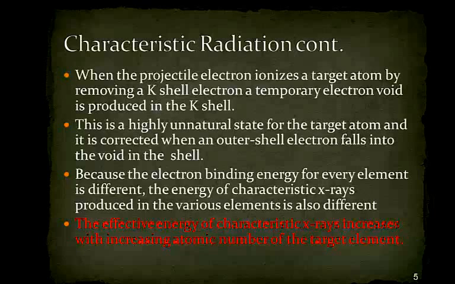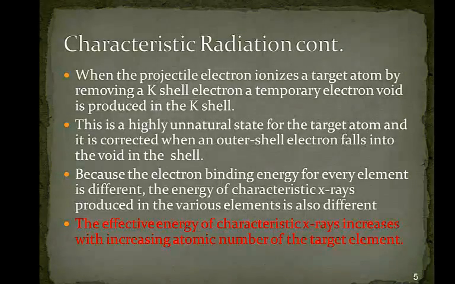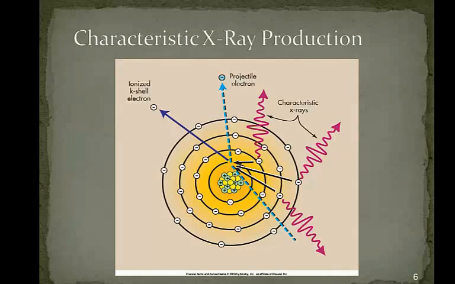Because the electron binding energy is different for every element, the energy of the characteristic X-ray is different for each. The effective energy of characteristic X-rays increases with increasing atomic number of the element. That is always true. When both things are increasing, that is a positive correlation.